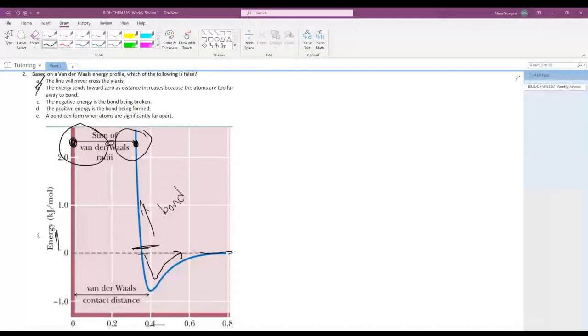Is there anything on the screen? I am drawing on OneNote. I'm not sure if you can see. I'm going to stop sharing and try it again, okay? Sorry about that.